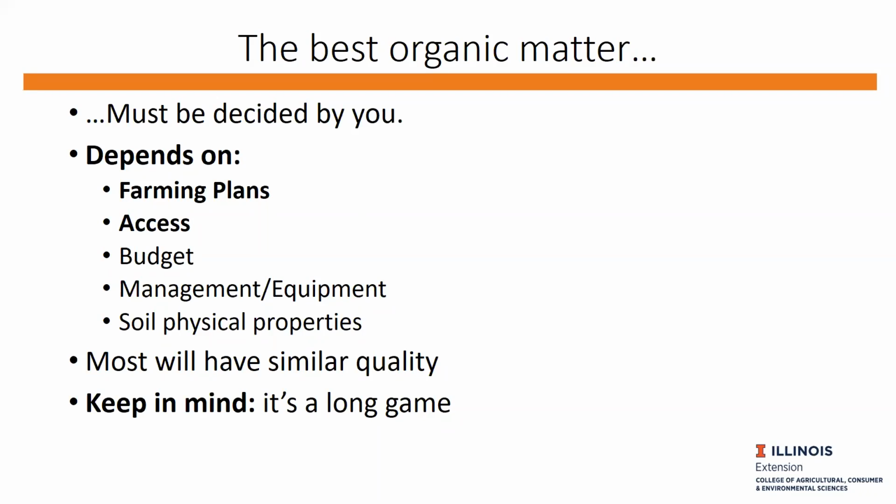Keep in mind also management and equipment, which I think is especially important as we think about growing our own organic matters like cover crops. You may not have the right equipment and the right ability to manage the cover crops you're planning to grow. In addition, you might look at soil physical properties. Some of these organic matters may worsen a compaction issue that you may already have and not allow for as much good airflow and water exchange as you would like. So that could sometimes be a factor.